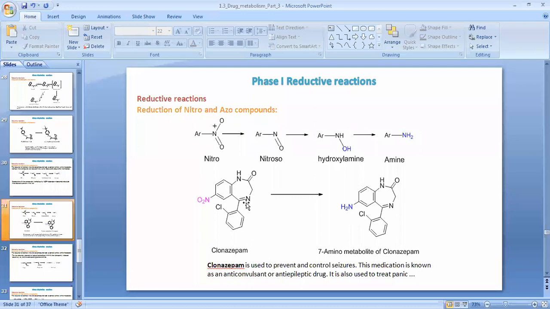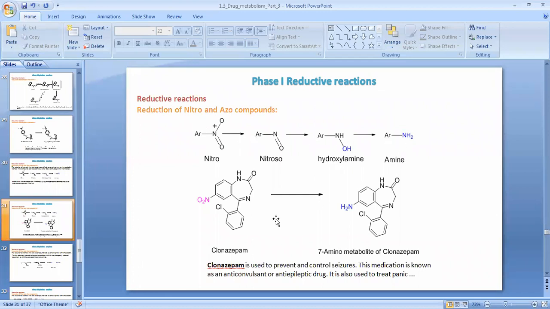And an example of such a drug molecule is clonazepam. So what happens to clonazepam? Clonazepam is used for the treatment of epileptic seizures. This drug is a diazepam derivative used to treat epilepsy, that is, epileptic seizures. In this drug molecule, the nitro group is reduced via bioreductive mechanisms, and this nitro group is converted into its primary amine derivative.